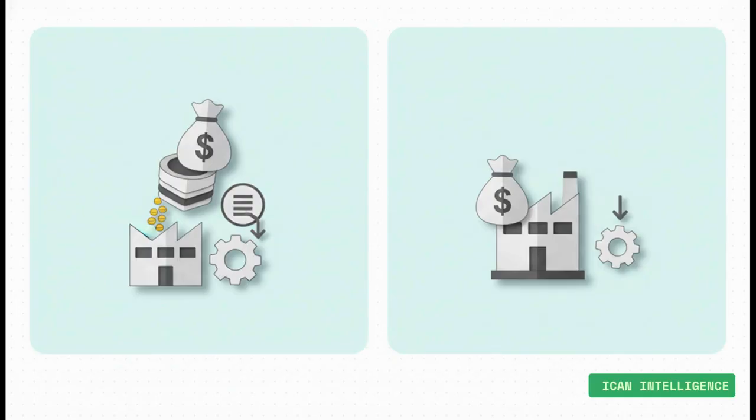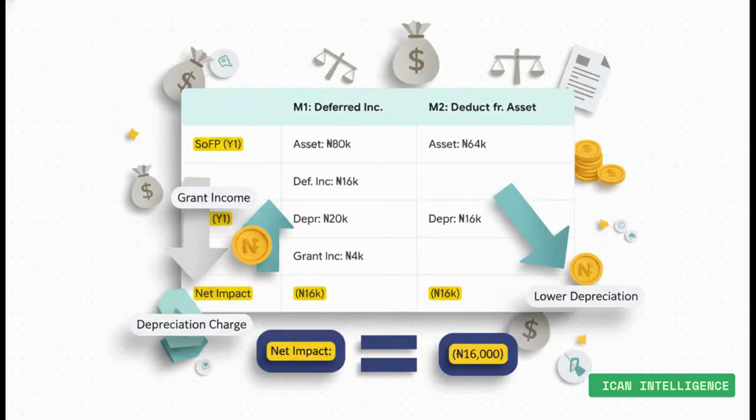Method 2 is a bit more direct. You just deduct the grant from the cost of the asset right away. Both are allowed, but you have to pick one and apply it consistently. That becomes your accounting policy. Now let's crunch the numbers and see how this works.